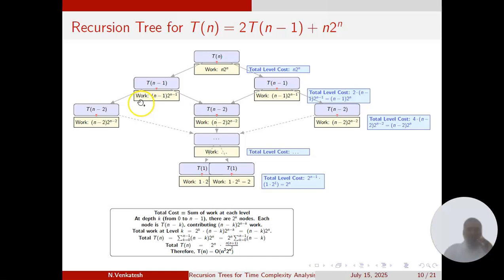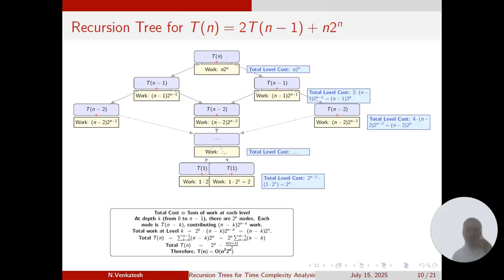In the first level, the work at a node is n minus 1 into 2 power n minus 1. There are 2 such nodes, so we will get n minus 1 into 2 power n. Similarly, at level 2 we will have 4 nodes, each requiring n minus 2 into 2 power n minus 2, so we will get n minus 2 into 2 power n. Now at a level k we have 2 power k into n minus k into 2 power n minus k.